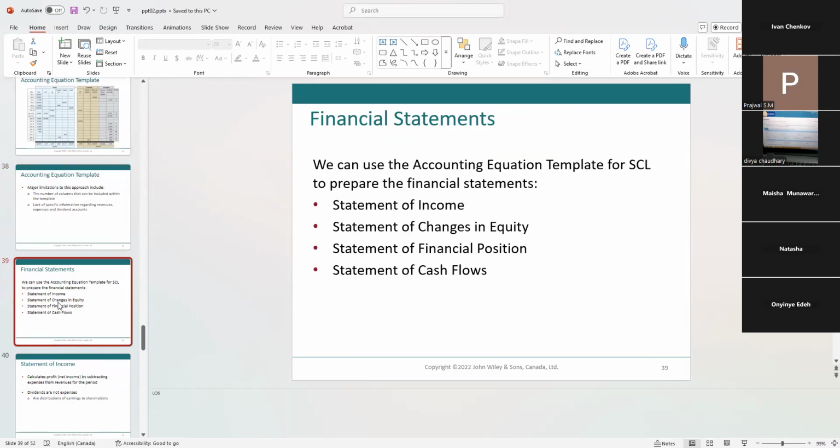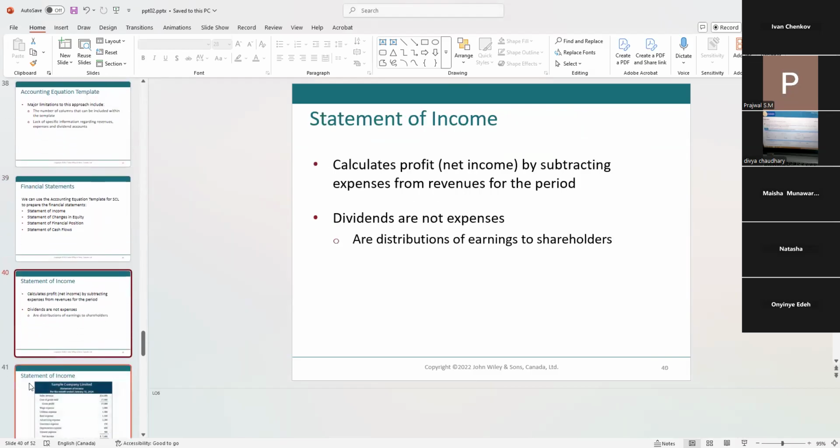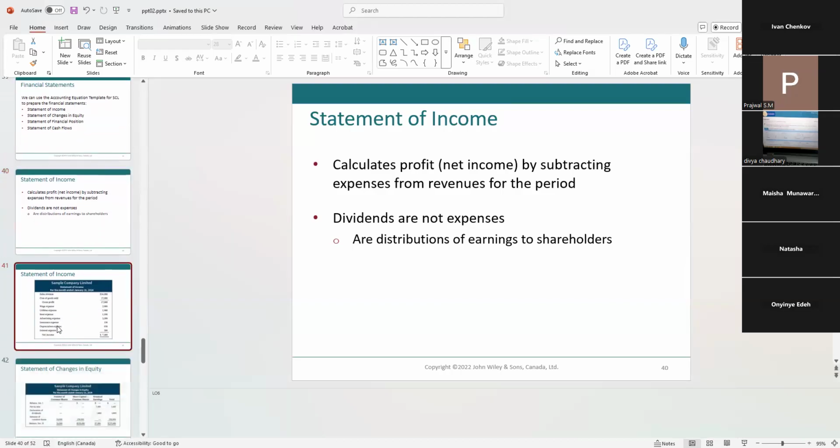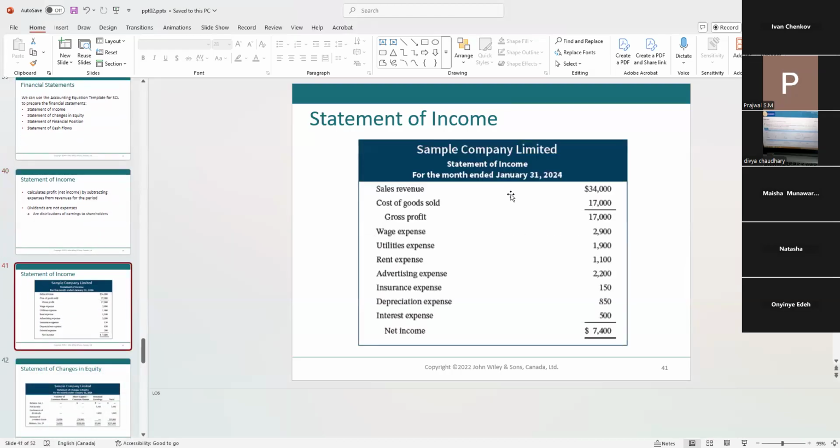Again, remember, first one that comes is the statement of income. We want to know how much income we're generating during the period. And what we're going to do, we're going to calculate the profit. We're going to see the expenses. So we made the short version, but if you have to do the long version, it's going to be sales revenue, cost of goods sold, gross profit, expenses, expenses, expenses, net income.